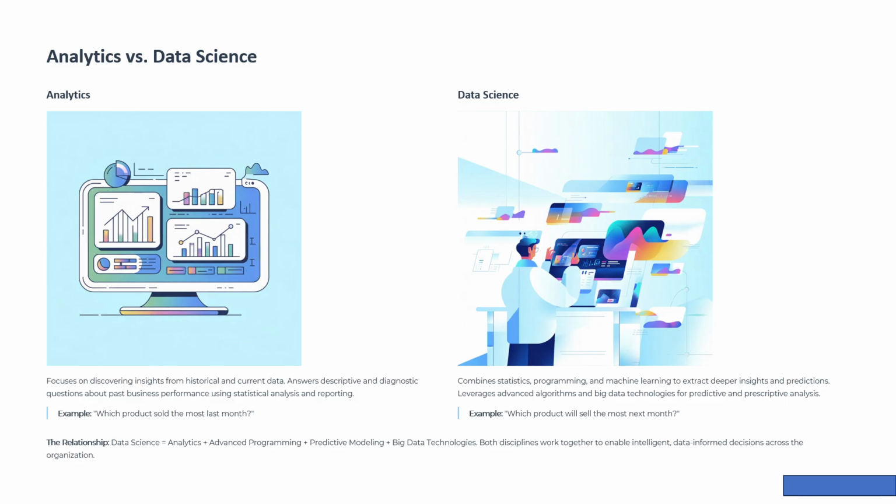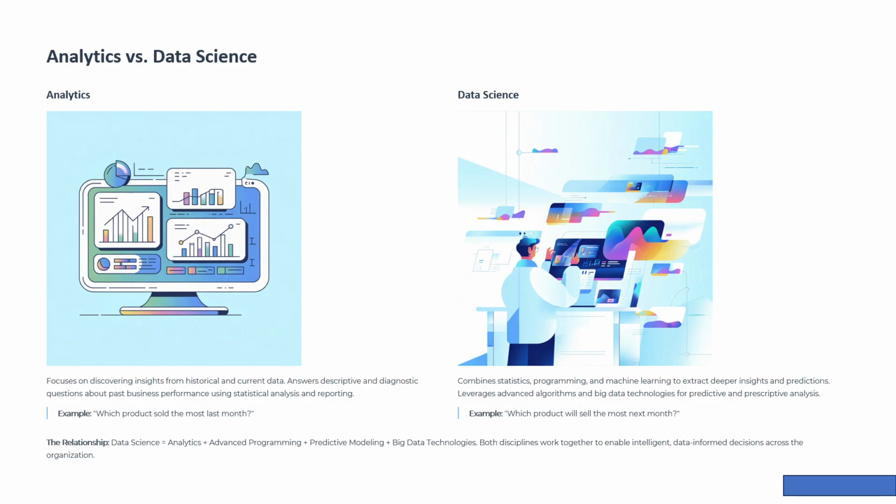Students often ask, what's the difference between analytics and data science? First, we have to look into analytics. Analytics mainly focuses on understanding what has already happened and why. Using historical and current data, it answers questions like what were our sales last month, or why did sales increase in one region and decrease in another. So that's an analytical question.